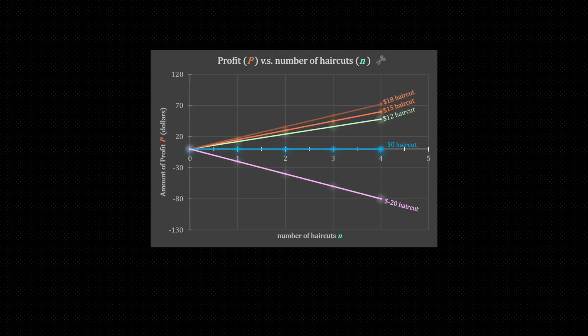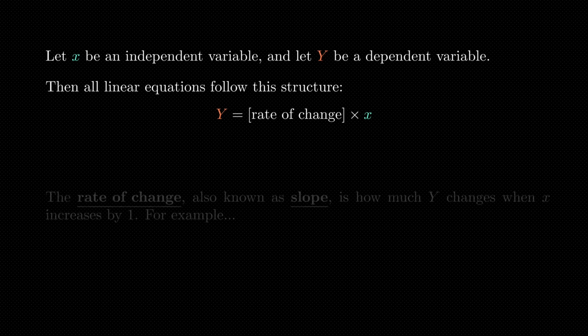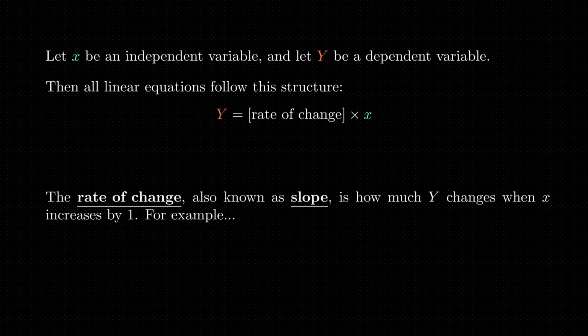So far, we've made a lot of observations of the graphs of specific linear equations. Let's now see if we can make things more interesting by talking about linear equations in general, not constrained to any particular scenarios. Recall that we use x to represent any independent variable, and y to represent any dependent variable. Considering all of the linear equations we've seen so far, we can capture their general structure with this equation. y is equal to some rate of change times x. The rate of change, also known as slope, is how much y changes when x increases by 1.